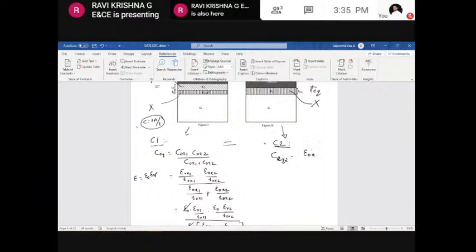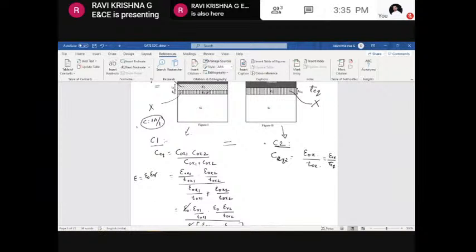epsilon naught x, because only one dielectric material is available here. So I just consider only one oxide layer, that is epsilon naught x divided by T naught x. But what is T naught x here? T naught x is equal to TEQ. Epsilon naught x divided by TEQ.